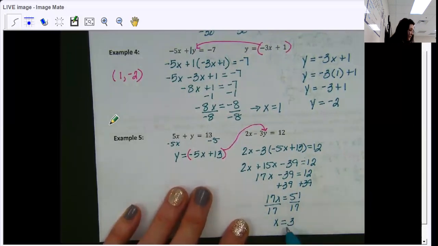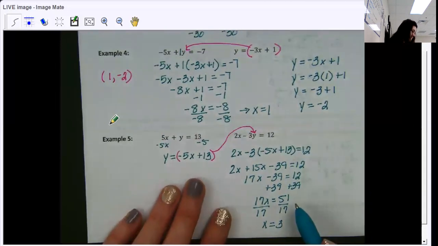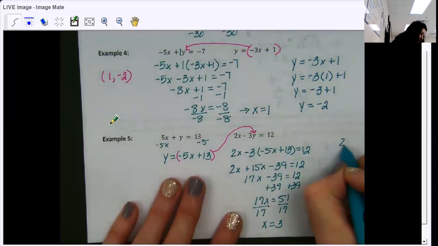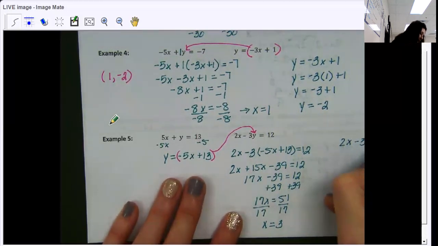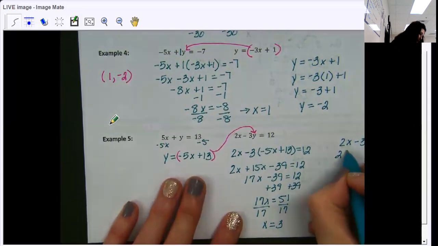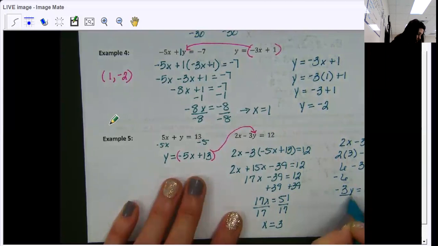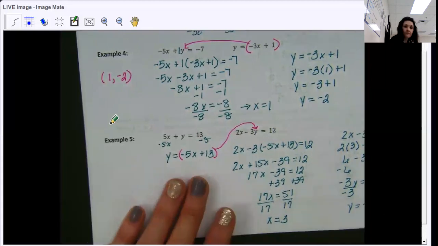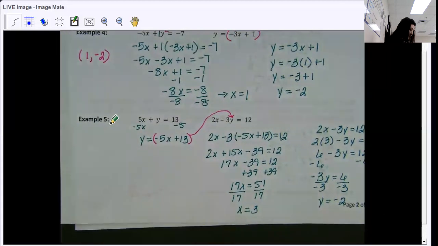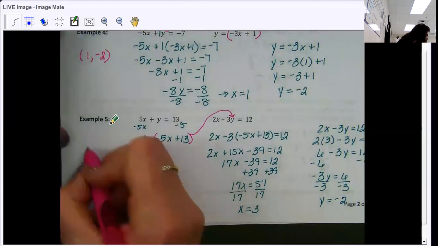So now what I'm going to do is plug that x equals 3 into one of these equations. I'm just going to do that second one, 2x minus 3y equals 12. So 2. The other one would have actually been a little bit easier, but that's okay. All right, so our solution is 3, negative 2.